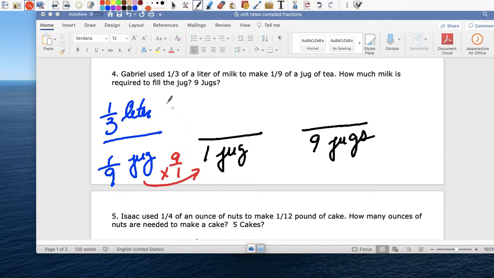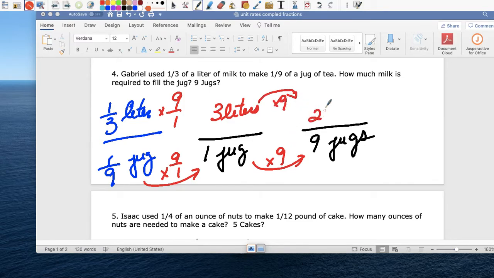Well, times 9/1, times 9 over 1. And 1/3 of 9 is just 3. So we get 3 liters. And then, again, look how simple it is to find 9 jugs. We just multiply times 9 and times 9, and you get 27 liters.